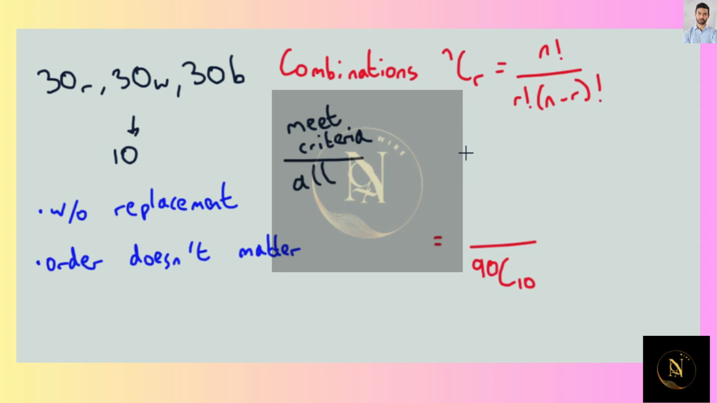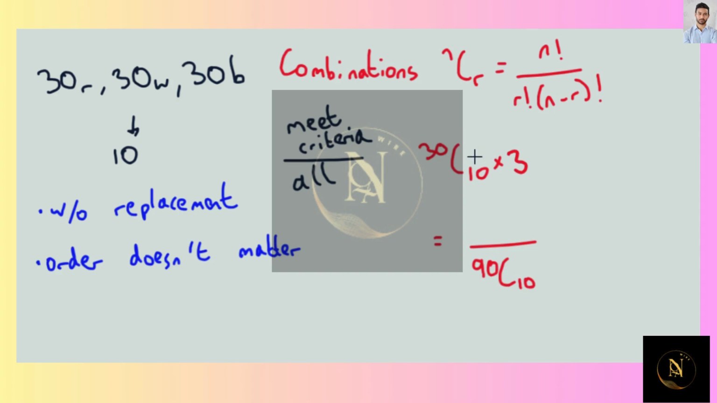We could have only one of a colour: all red, or all white, or all blue. Let's get those. All red, we would ignore the others and say, okay, 30 choose 10. All white would be the same way, 30 choose 10. Same for blue. So I'm going to take this and multiply it by 3. So that's the number of ways to pick all of one colour.